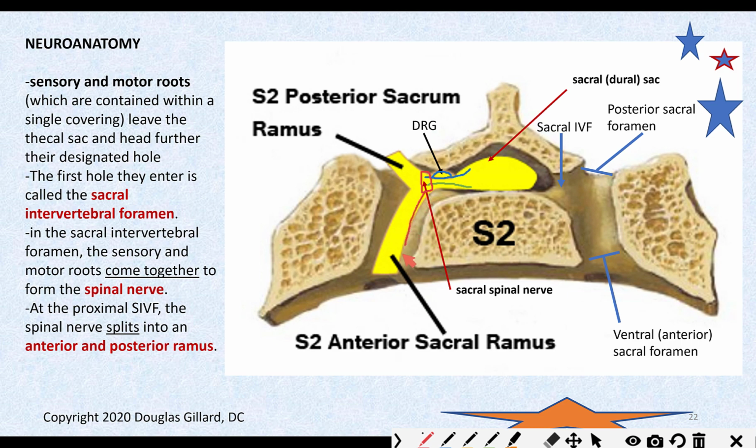It splits into a piece that goes to the front or anterior, so that's called the anterior ramus, and it splits into a part that goes backwards, and take a wild guess what that's called. That's the posterior or dorsal ramus. So we have anterior ramus, aka ventral ramus, comes to the front, comes through this hole. What was that hole called? Anterior sacral foramen. Then we have a posterior or dorsal ramus that goes through this one, the posterior sacral foramen.